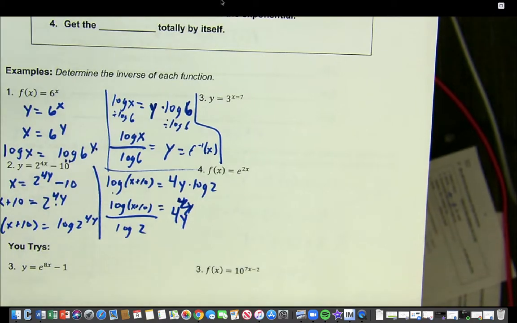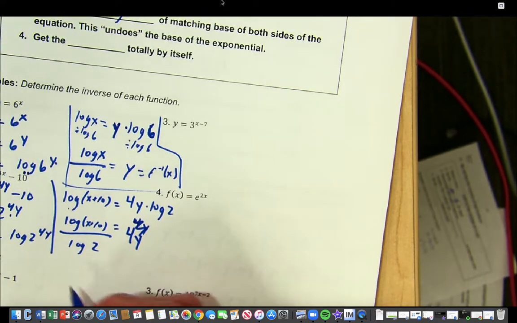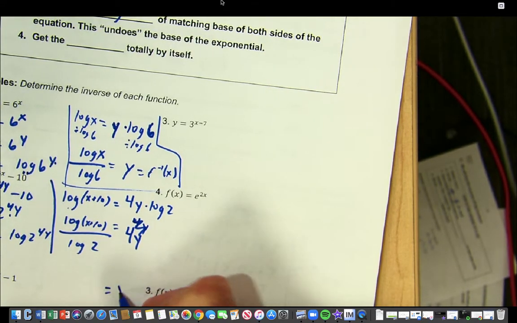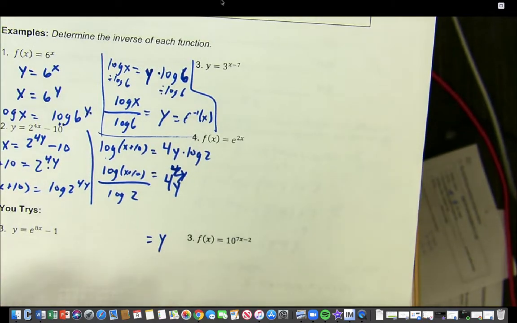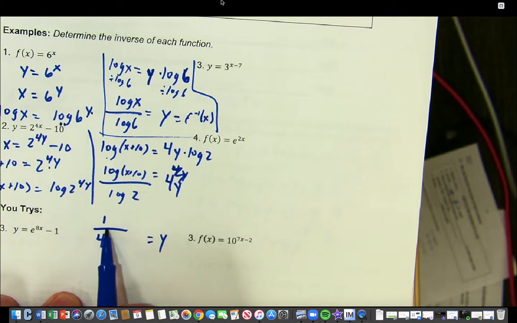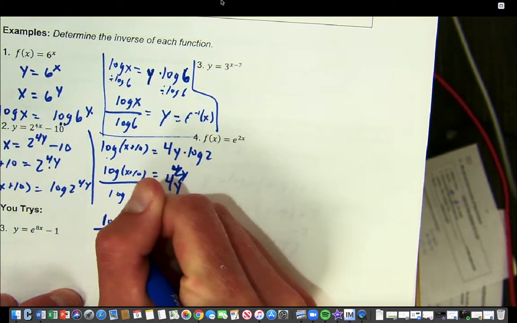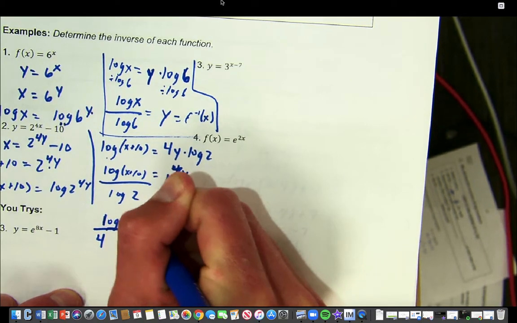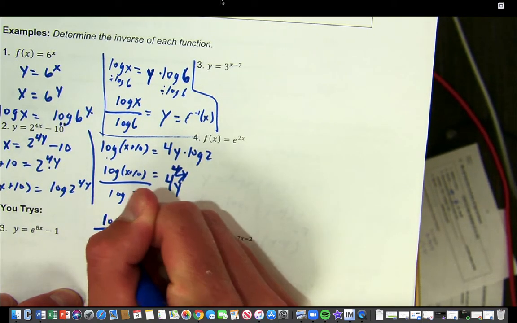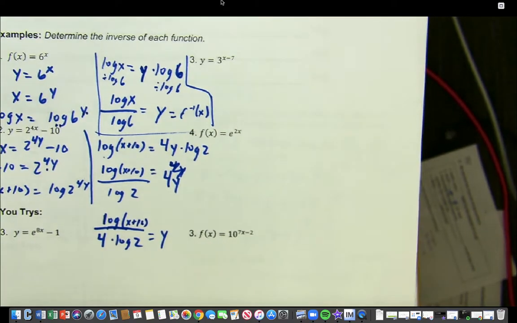And now we still have 4 times y. To undo times 4, we will divide by 4. Dividing by 4 is the same thing as multiplying by 1/4. So I'm dividing by 4. And there is my inverse.